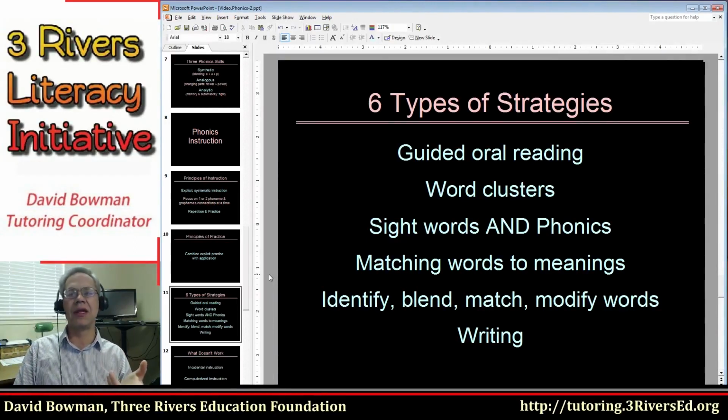We're also going to be looking at word clusters. Those are words that have similar graphemes in them. That's what's going to give us the fat cat sat on a hat and a rat.